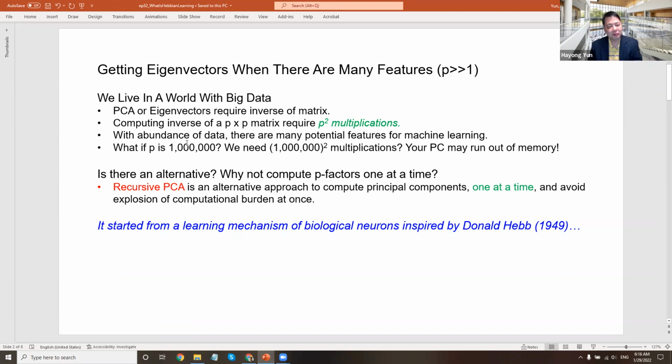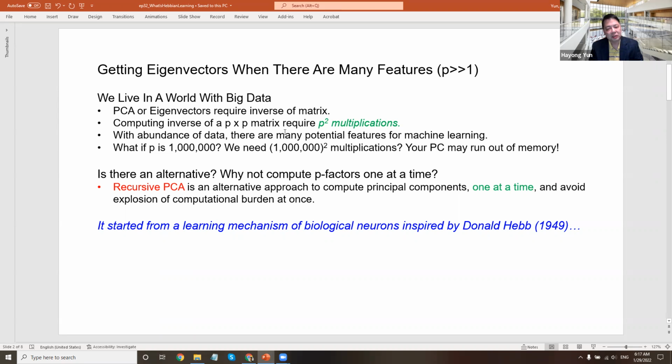But since we have big data, like Facebook, and there are many variables you can come up with, Twitter, Facebook, and all this kind of alternative data, which will eventually be used to predict, let's say, stock prices, stock returns, and all the other things, isn't it? So what happens if P is, let's say, 1 million? Then we need 1 million squared multiplications. That's kind of a lot, isn't it? So that's where the motivation of this lecture comes from.